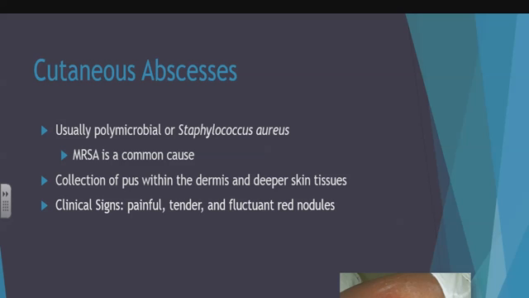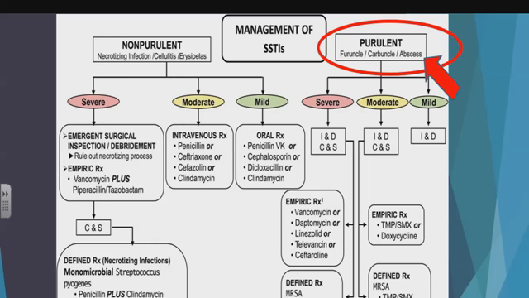It's a collection of pus within the dermis and the deeper skin tissues. Okay? And the clinical sign is just a painful, tender, fluctuant red nodule. Okay? It again is on this side of the guidelines where we're going over the purulent infections. And I want to note, just for those of you who might not know the shorthand here, I&D is the incision and drainage. That's what's listed here. And C&S is your cultures and susceptibilities, right? So we can already picture, we're actually recommended to do cultures and susceptibilities on a lot of these types of infections that present.